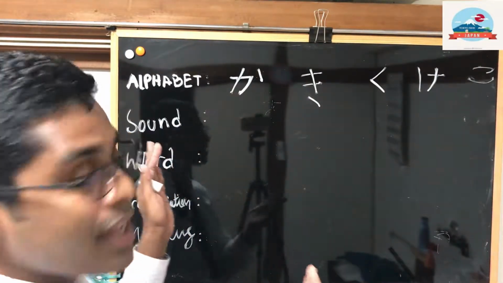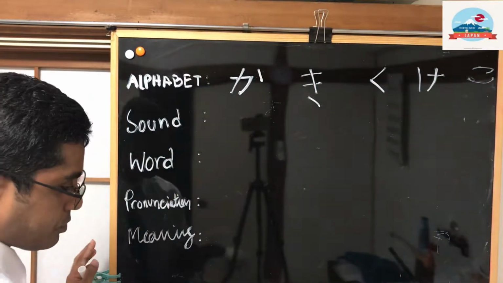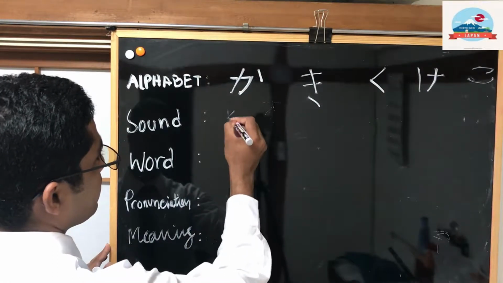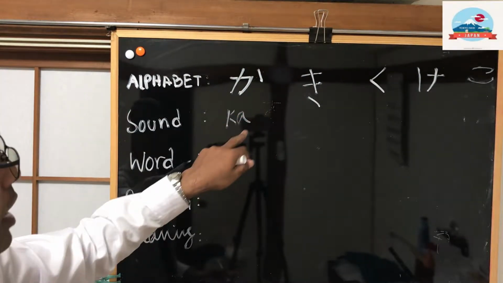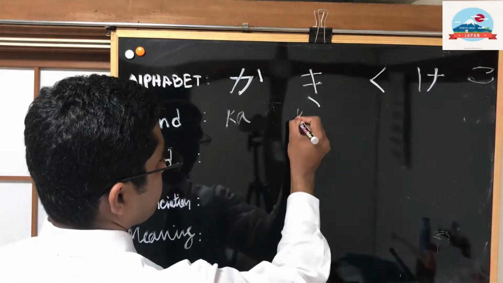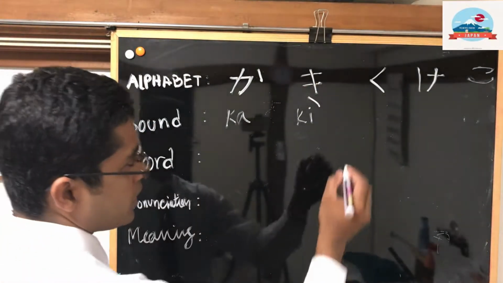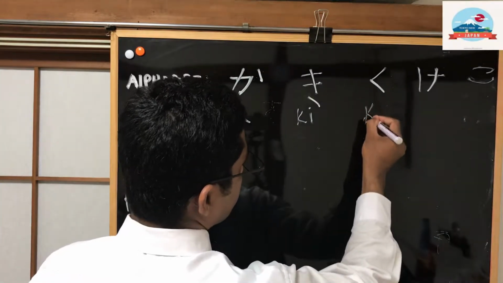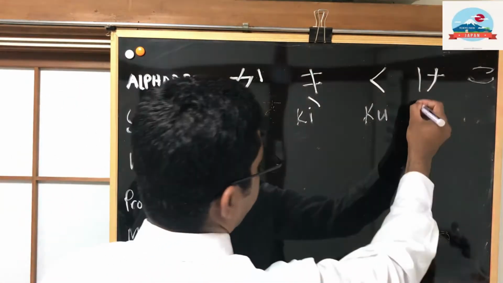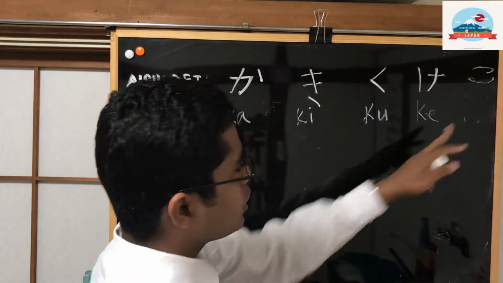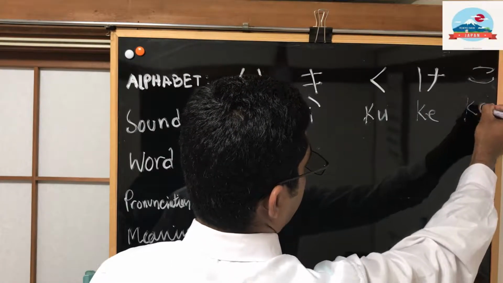Let's try to improve our sound. This alphabet, okay? This ka. Ka. This ki. Ki. And this ku, ku, this ke, and this ko.